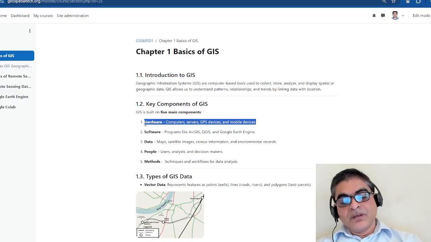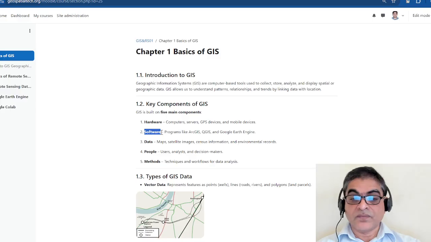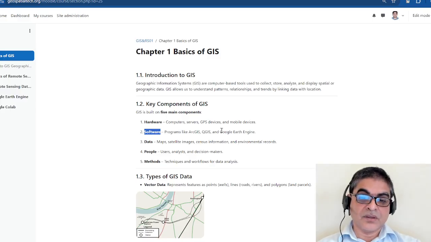The second thing we need is the software. We may download standalone software on our computer or laptop and then work on it. Also we can work with Google Earth Engine, where there is no need of installation. This is cloud computing. We will discuss Google Earth Engine in detail. As you know, chapter 4 is all about Google Earth Engine, which is a robust platform for data collection, data analysis, and data presentation.